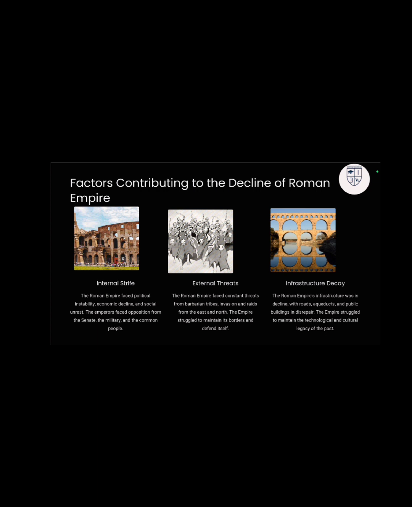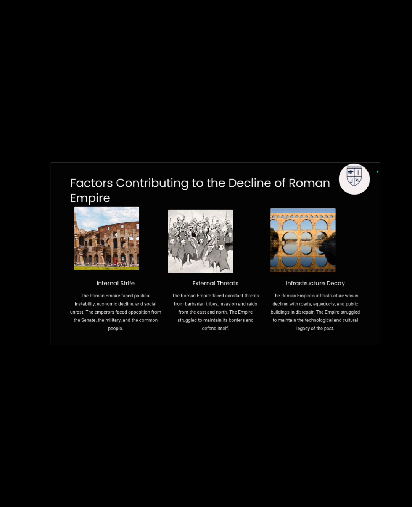And we know the Roman Empire fought constant battles. So after long years of battle, the external threats were also a contributing factor in the decline of Rome. Infrastructure decay. The Roman infrastructure was in decline, with roads, aqueducts, and public buildings in disrepair. The empire struggled to maintain the technology and cultural legacy of the past. So the buildings and public works, aqueducts, roads, public buildings, etc., were decaying.